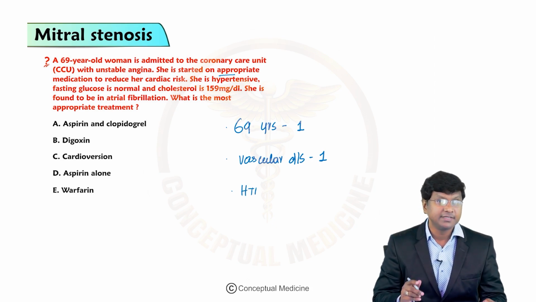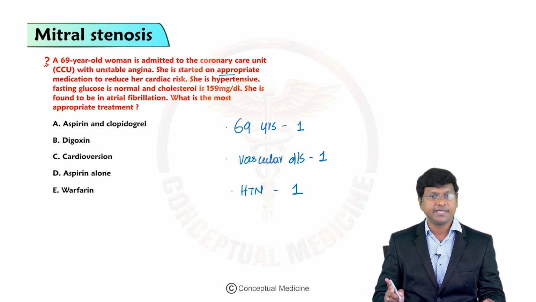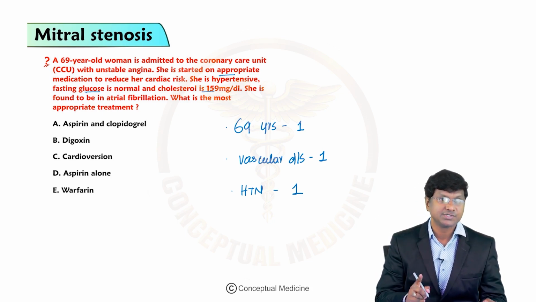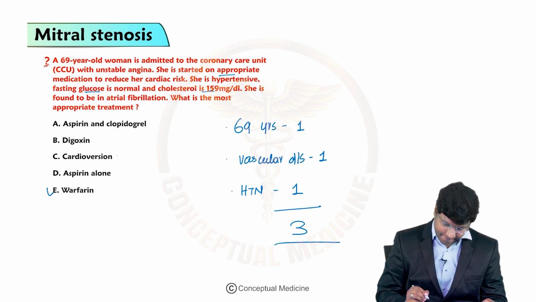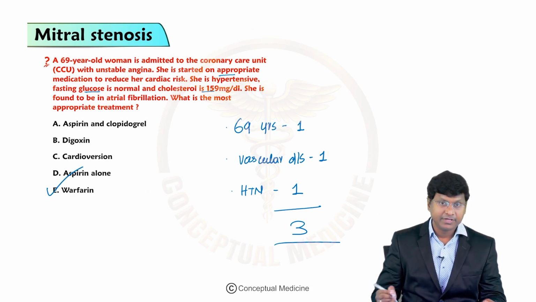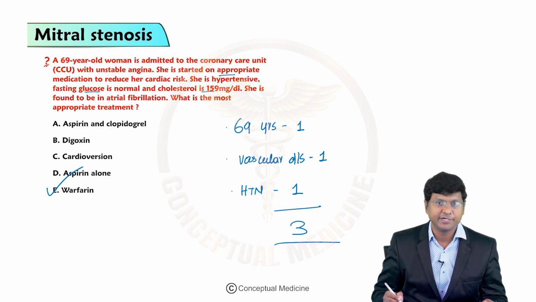Now, apart from that, the individual is also hypertensive. And if hypertension is there, according to your CHA2DS2-VASc scoring system, you need to give a score of 1 point. Okay. Next, another important thing is, glucose is normal, cholesterol is 159, right? Now, what will you give? So, how much is the total score? 3. When the total score is 3, you need to give the anticoagulant, that is warfarin, should be given.